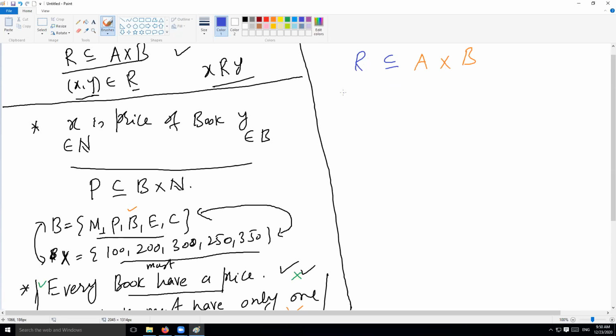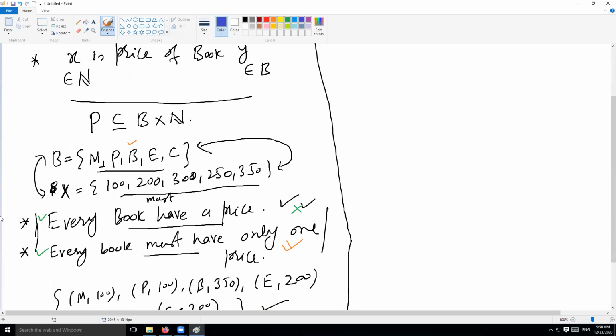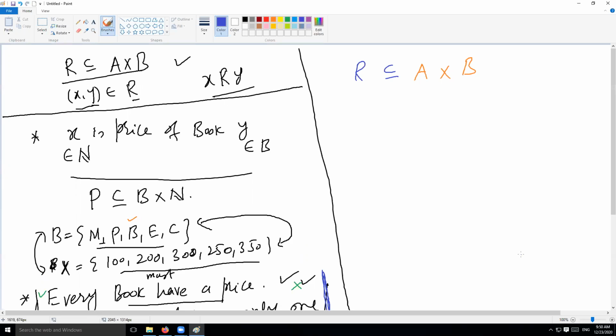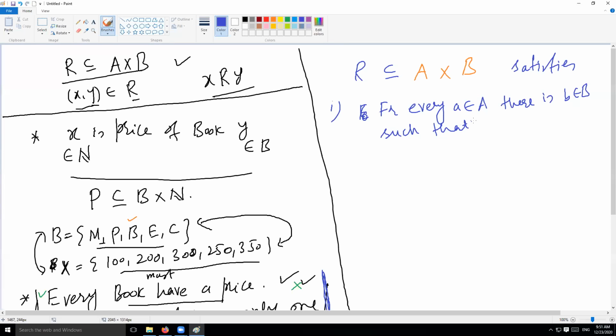I'm going to say that this relationship satisfies two properties, analogs of these two properties. R is a subset of A cross B that satisfies the following. Number one, for every a in A, if you pick any element from A, there is a b in B such that a is in relationship with b under the relationship R.